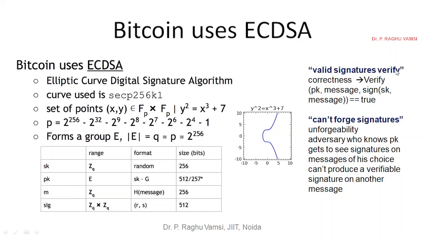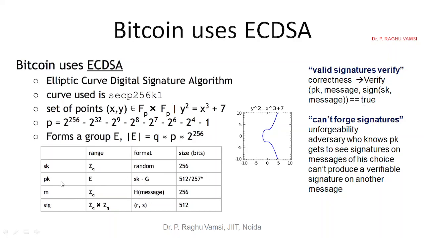Now to verify correctness: how to check for correctness? Verify of public key comma message comma signature, made with secret key comma message. If both are equal, then it is true, the signature is valid. And you cannot forge the signature.